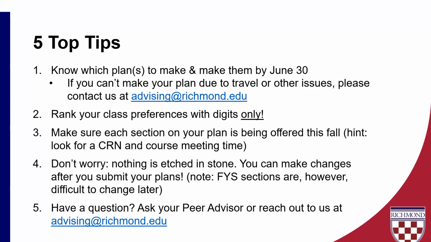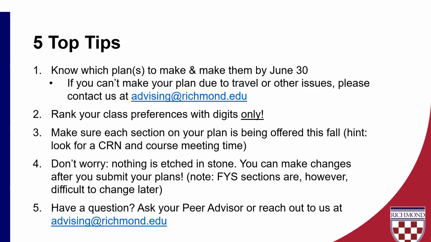As you mentioned, no letters, only numbers, no notes, only numbers. The third is just to make sure that the section or each section that you include on your plan is in fact being offered this fall. So make sure to look for that CRN or course registration number and a course meeting time. So that'll ensure that you'll know that the course is being offered in fact this fall.